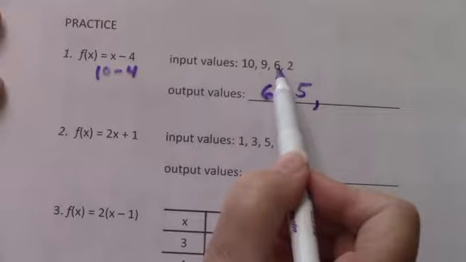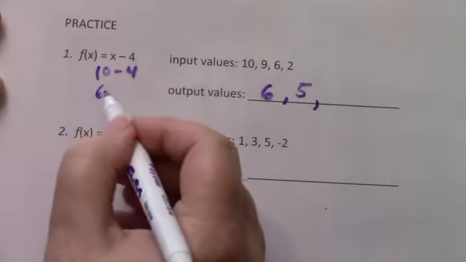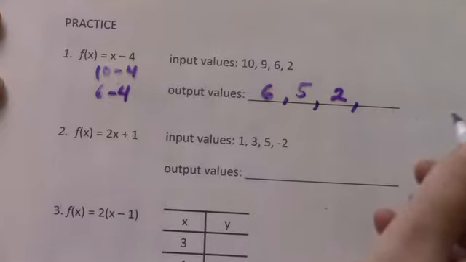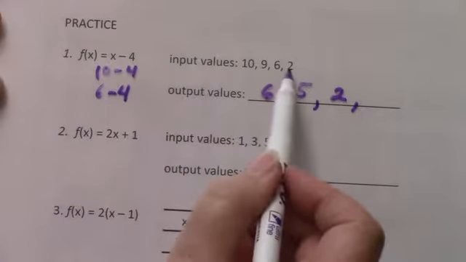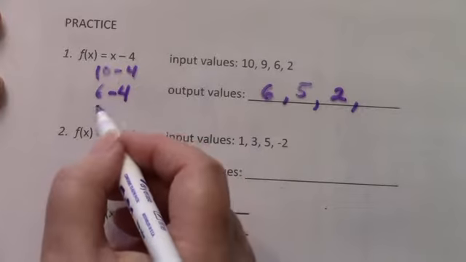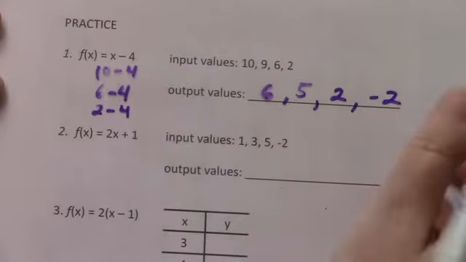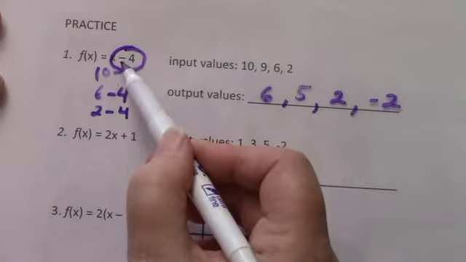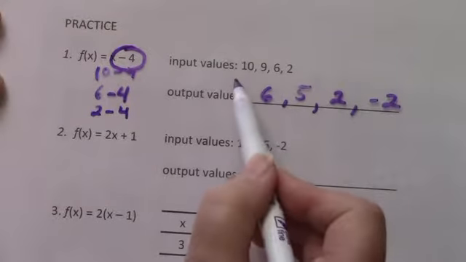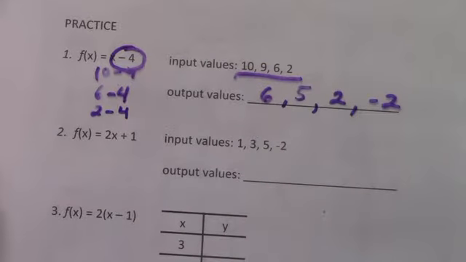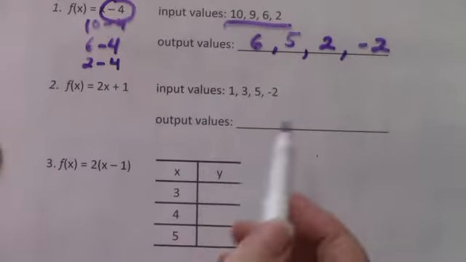What if I put in 6? 6 minus 4. Well, my output in that case would be 2. Well, what if I put 2 into this rule? 2 minus 4 is negative 2. So you see my output values followed the same single rule of subtracting 4, but my answer depended on what value I put in.